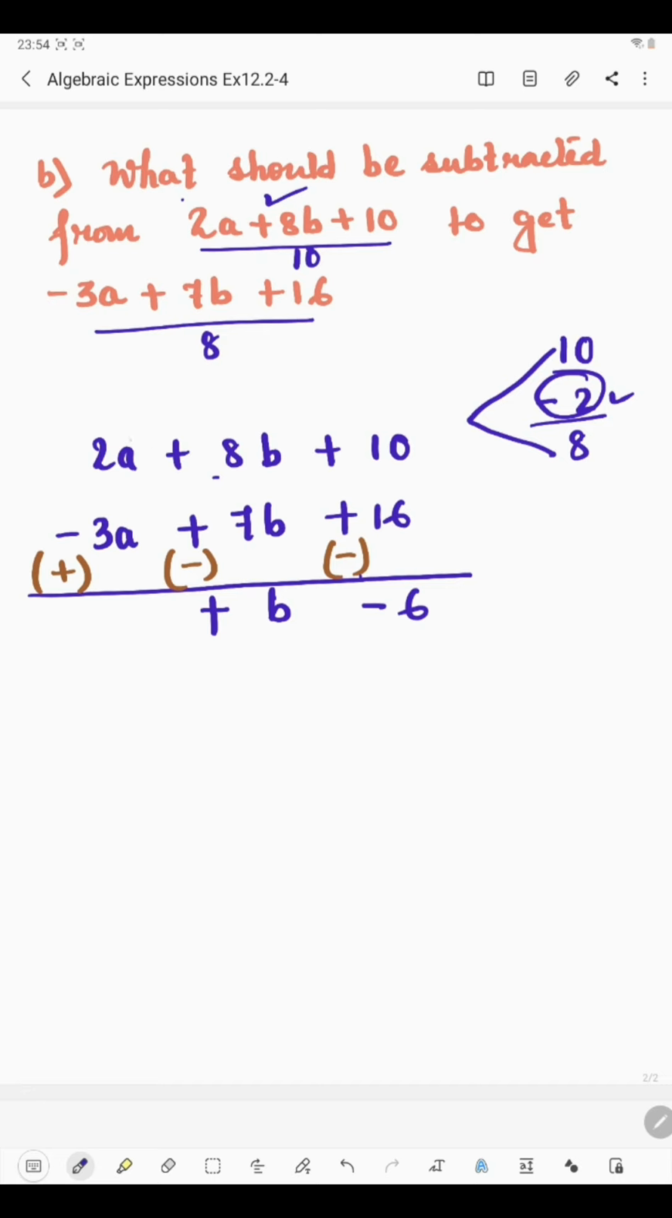Okay, and then we have plus 2a and plus 3a. Here both terms have plus sign, so there is no confusion at all. We'll be doing addition. So 3 plus 2 is 5, and then we'll write the variable, which is a, and the sign will be positive as both terms have plus sign. So the answer of the B part will be 5a plus b minus 6.